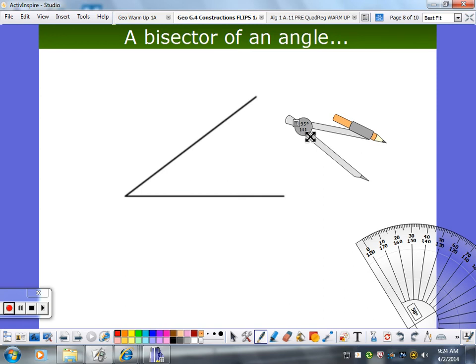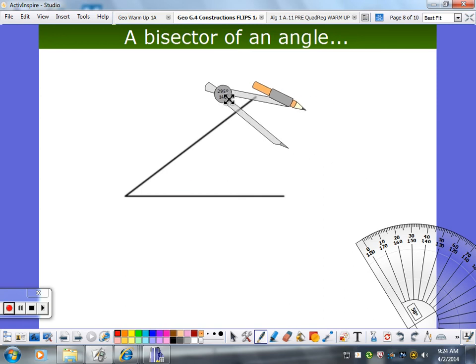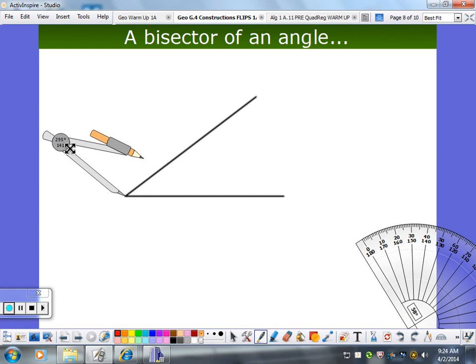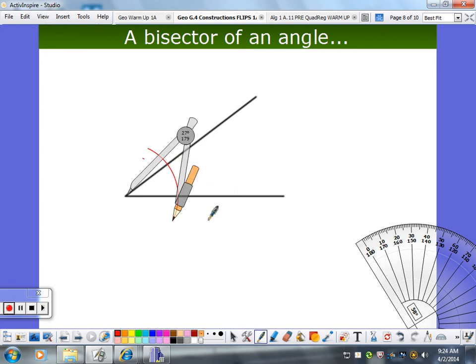All right, you ready? Got your compasses? Take that pointy bit and put it on the vertex of your angle. Open it, I don't know how wide to open it, like that. And you're going to draw an arc, like you were doing when you make a copy. So draw an arc.